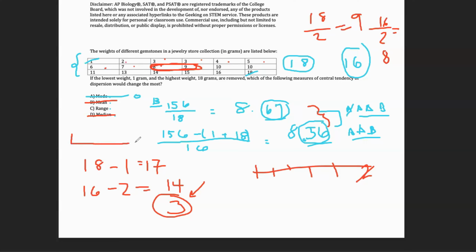It would be like if you had a candy bar and you said to yourself, hey, I want you to figure out the middle of the candy bar, but I want you to chop off and eat both sides. The middle still remains the same, no matter if you chop both sides, as long as it's even. So because of this, the median will remain the same. So our best answer choice is the range.